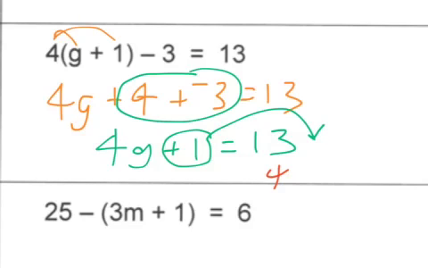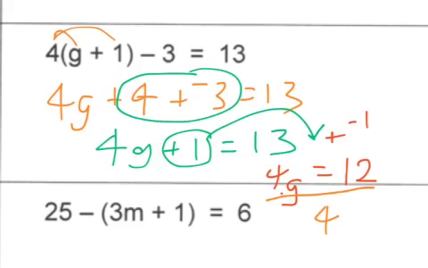Next step we'd get 4g, ugly. 4g equals, what's 13 minus 1? This plus 1 jumped over, it became negative, so 13 plus negative 1 gives us 12. Note this over here so you can kind of see it. Last step's going to be divide everything by 4. And our g should be positive 3.